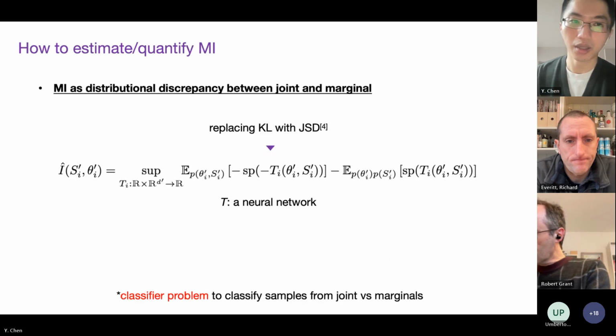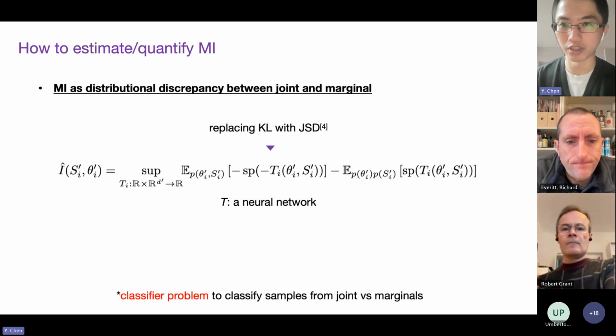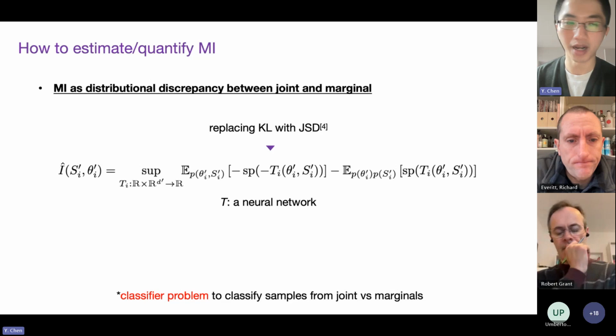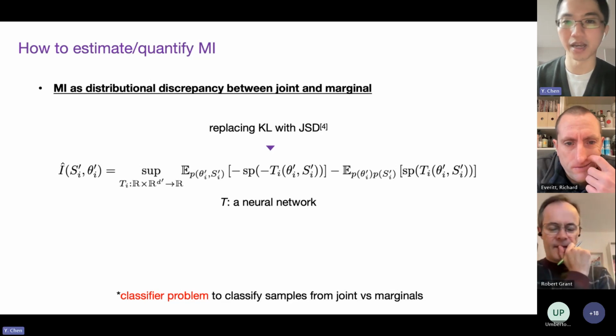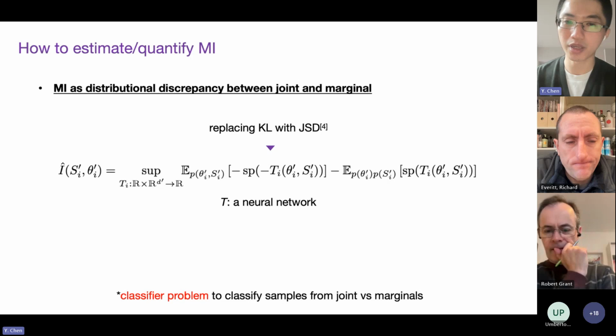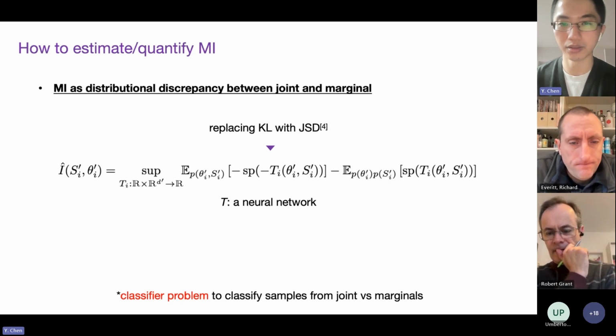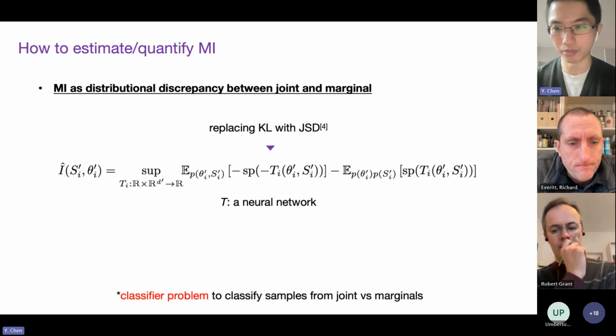So the first method is to interpret mutual information as a distributional discrepancy between the joint distribution and the product of marginal distributions. So we note that mutual information is the KL divergence between these two distributions, right? And then we can replace KL divergence by the Jensen-Shannon divergence here. And once we do so, estimating this JSD will be very similar to solving a classification problem where we classify samples from the joint distribution and the product marginal distribution.